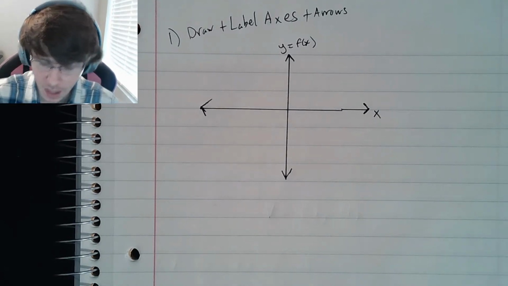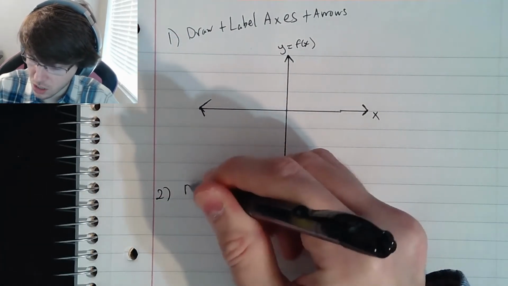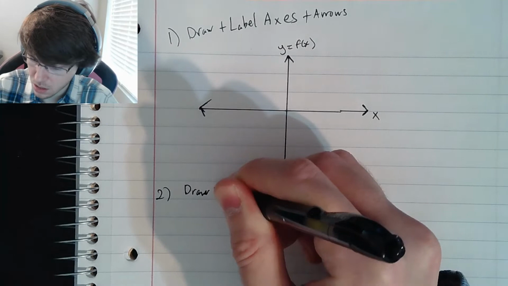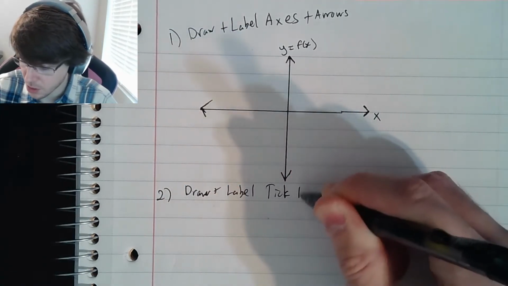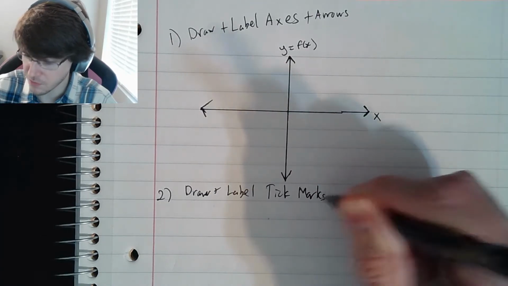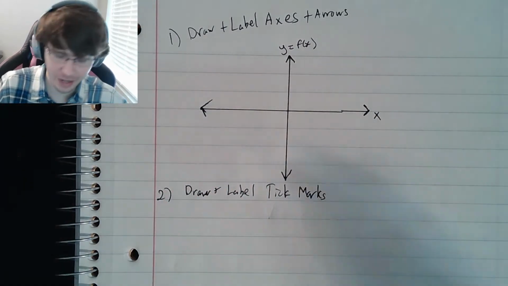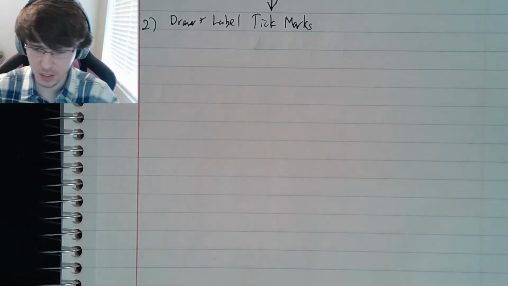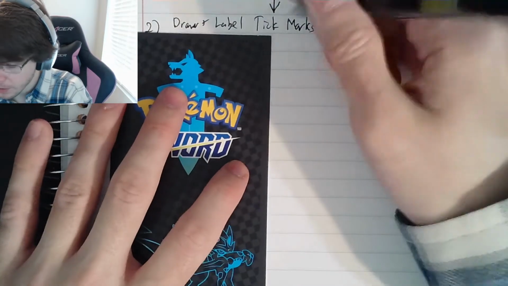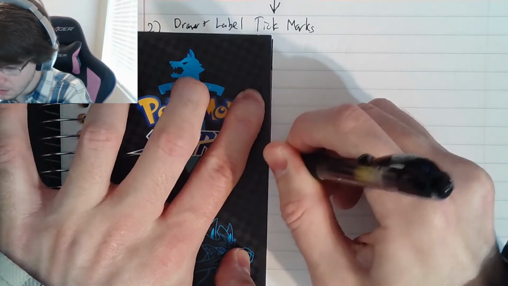Cool. After this, step 2, we need to draw and label tick marks. Now, unfortunately, we have to do that entire first step again because we're showing the next thing that's going to happen. So let's go ahead and do that. So we have to draw and label tick marks. So here we go, and we've got that cool Pokemon bookmark again.